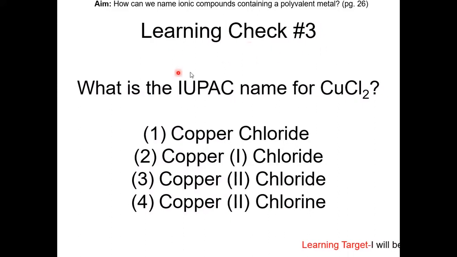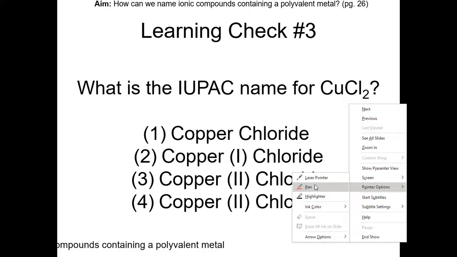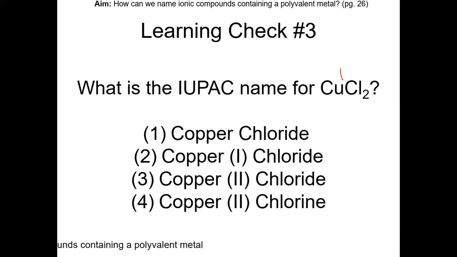Learning check number 3. What is the IUPAC name for CuCl2? Pause the video and resume once you get the answer. IUPAC just stands for the chemical name. So in order to figure out the name of this, we have to crisscross backwards. If we do that, we get copper having a charge of +2. Since copper is a polyvalent metal, you need to put the Roman numeral. So the answer is choice 3.